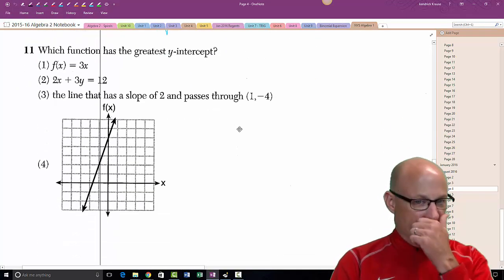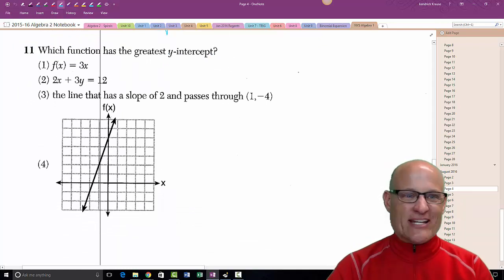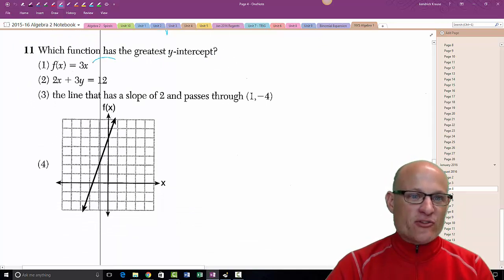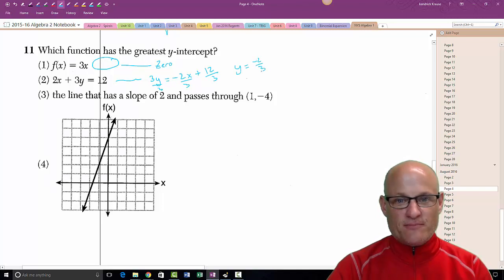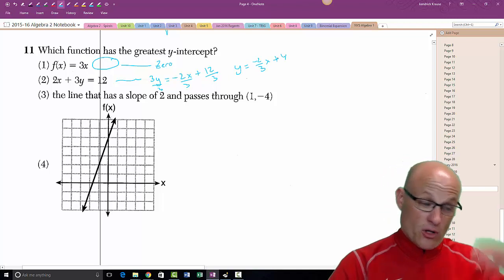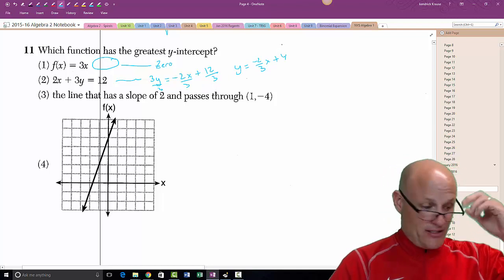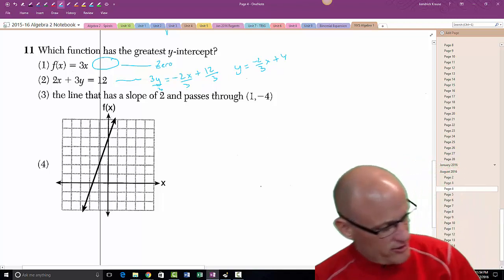So which function has the greatest y-intercept? This one is sitting right here. It's 0. This one we have to solve for y. So we're going to get 3y equals negative 2x plus 12. Divide by 3, divide by 3, divide by 3. This one has a y-intercept of 4. Oh, sorry, number 11. What number am I on? Oh, I thought I only had two left.